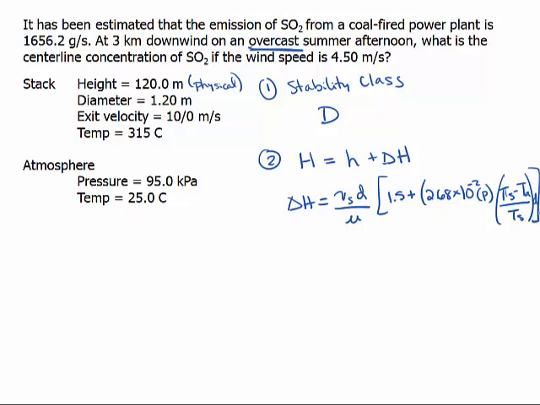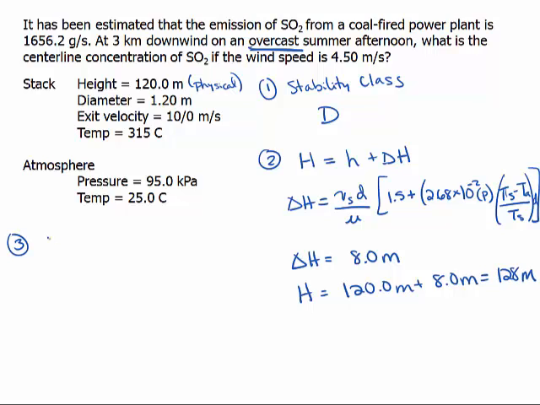If you plug in all of the things that are given, you should have a change of H equal to 8.0 meters. And so the effective stack height is equal to the 120.0 meters plus the 8.0 meters you solved for, 128 meters. The third thing that you will do is find S of y and S of z.